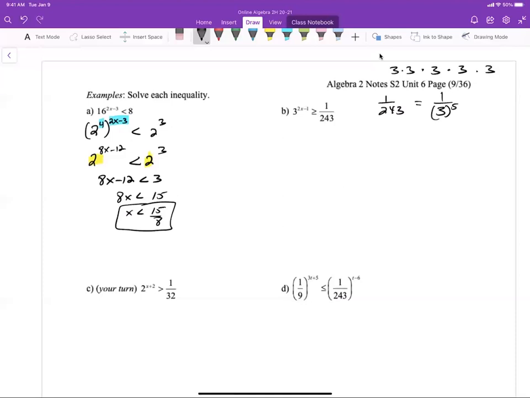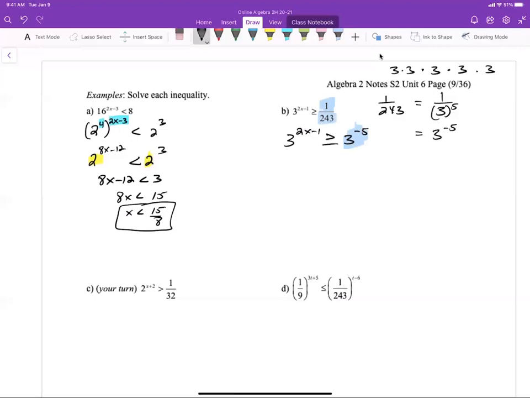Okay, so we know that 1 over 243 is the same as 1 over 3 to the 5th power. I don't want the 3 on the bottom because I need to have the bases the same. And so I can move that 3 to the 5th power to the numerator, and that becomes a -5. So I have 3 to the 2x minus 1 is equal to 3 to the -5. And that 3 to the -5 is the same as 1 over 243. And it's not an equals, we are solving inequalities, and this is greater than or equal to.